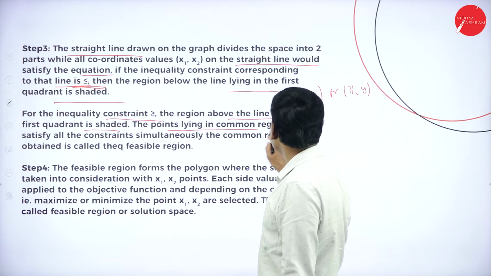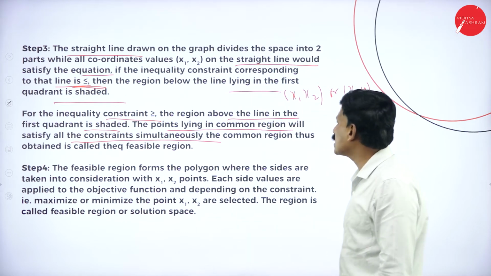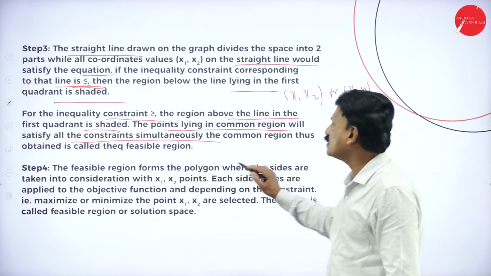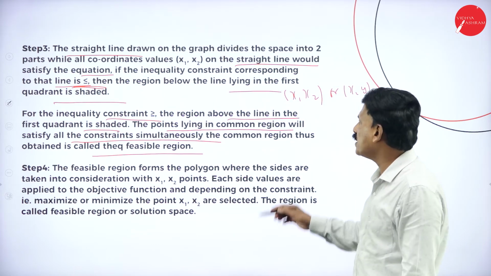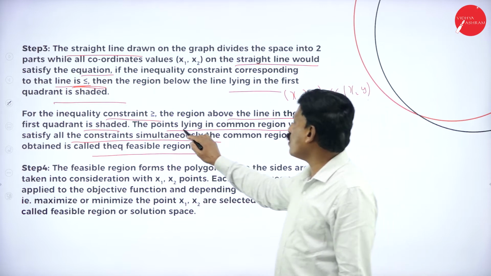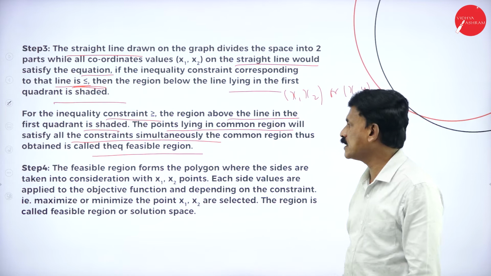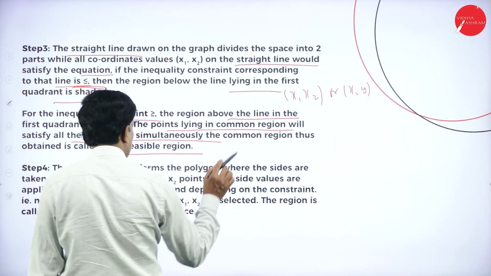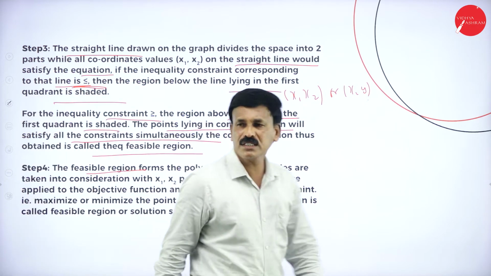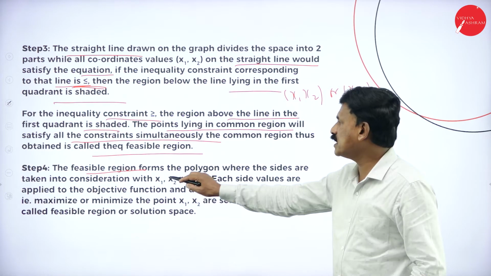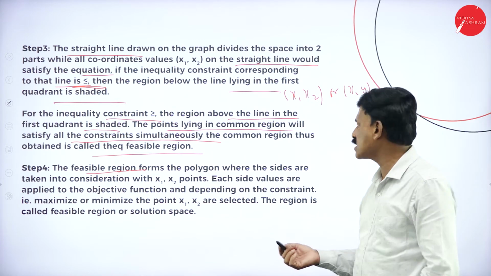The points lying in the common region will satisfy all the constraints simultaneously. That common region thus obtained is called the feasible region. Now, the very important step: determine the feasible region. Then the feasible region forms a polygon where the sides are taken into consideration with x1, x2 points, or x comma y as the points.